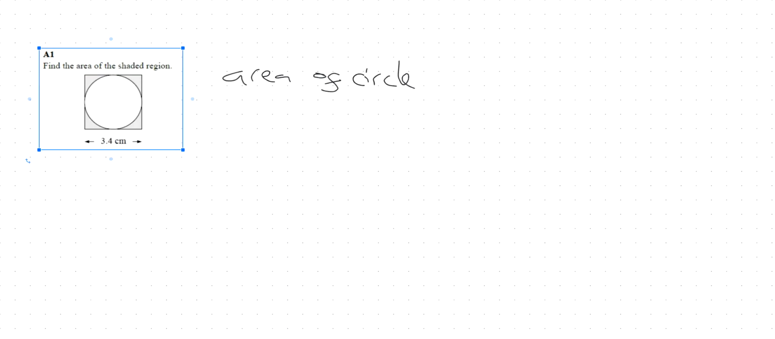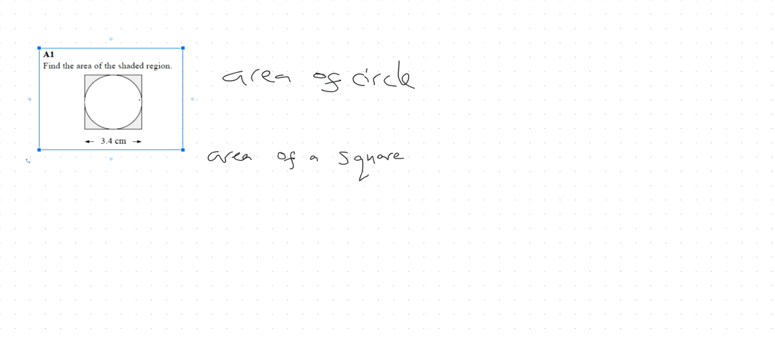The other shape I've got is a square, and I know it's a square because it's telling me that my diameter of the circle is 3.4, but that's then also the same as if it was vertical, because that circle has to have the same diameter all the way around for it to be a circle. So I've also then got the area of a square as well.